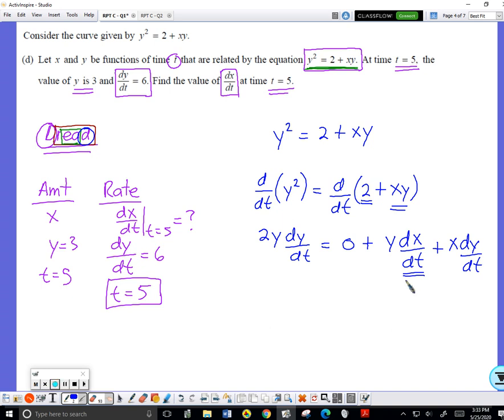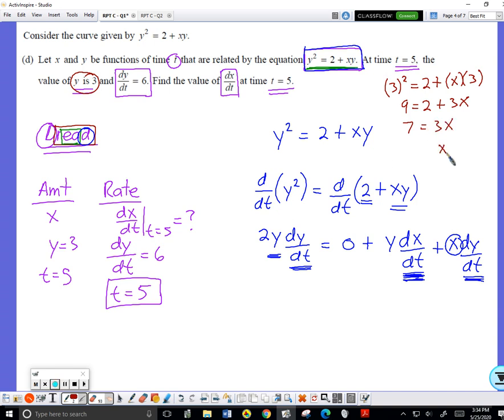Trying to find dx dt, this one. We know this. We know this. Okay, we don't know the value of x. But we have an equation that shows us how x and y are related. So we're going to use that. Just come up here in the corner. So when y is 3, you don't know x, you get 9 equals 2 plus 3x. We rearrange a little bit. You get 7 is equal to 3x. Means x is equal to 7/3.